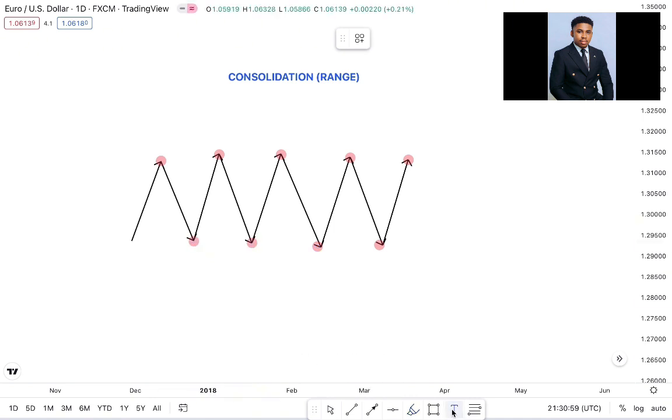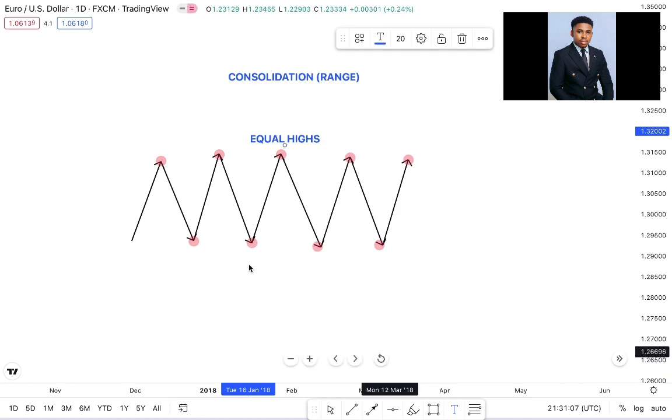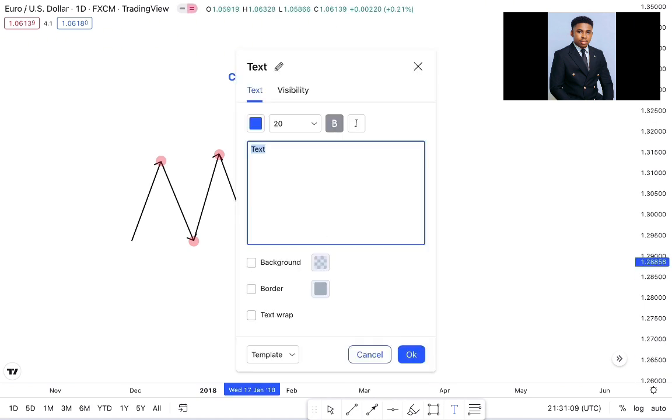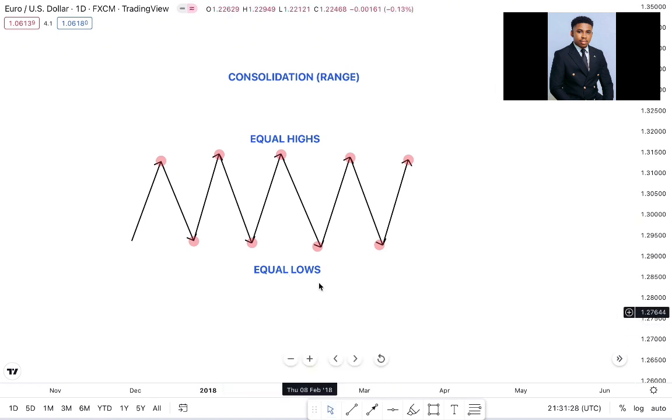I'll just write that as text: equal highs and equal lows. Okay, so you have equal highs and equal lows here. This is exactly what it looks like. It's not complicated, it's not complex at all. Let's just dive into the chart so you can see what it looks like on the real charts. Then I'll show you how to utilize these equal highs and equal lows.